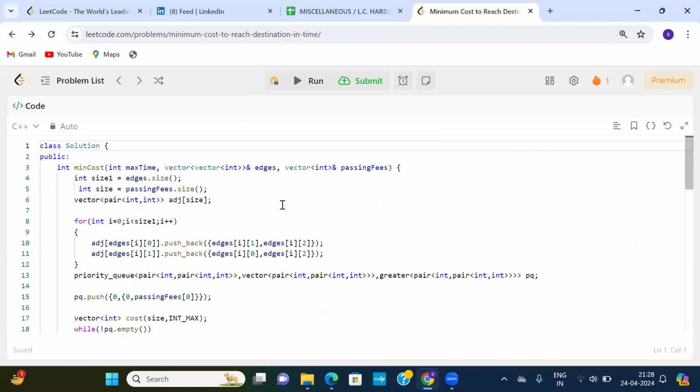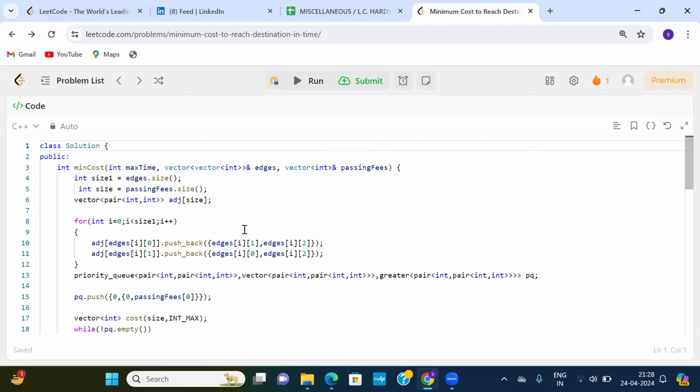So let's see what I am going to do. First of all, some people can get confused in this thing also. We are not provided in the question with the number of nodes. We are only provided max time, edges, and the passing fees. We are not told how many cities there are. But we know each city has a passing fee, so we will calculate the size of the passing fees vector. Int size equals passingFees.size(), and this size will be equal to the number of cities present in our graph. I hope it is clear.